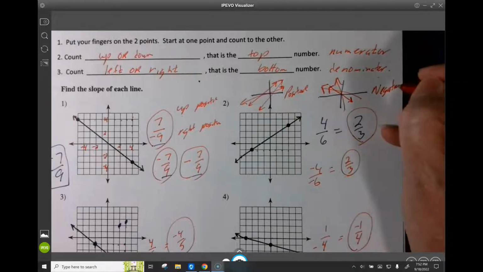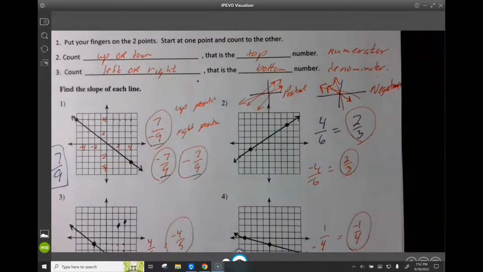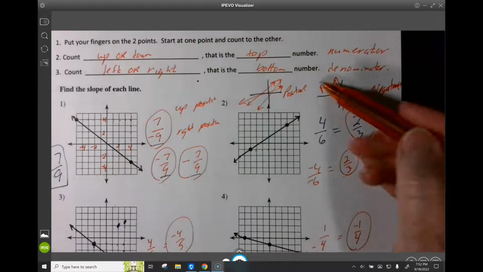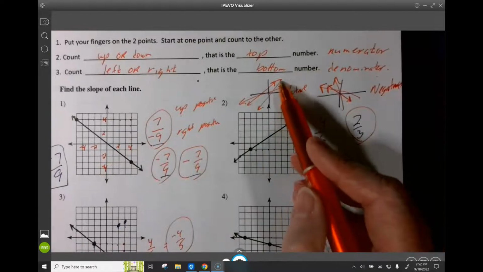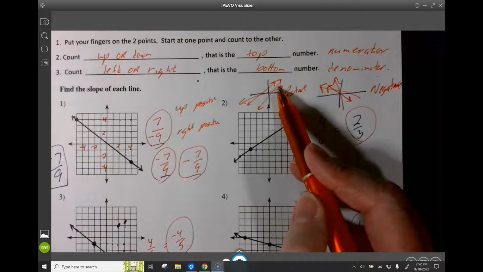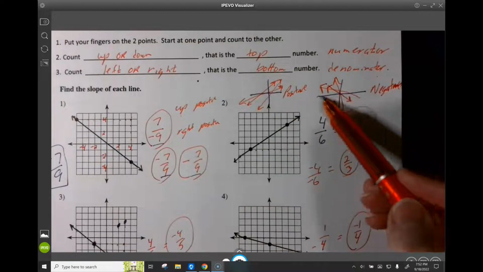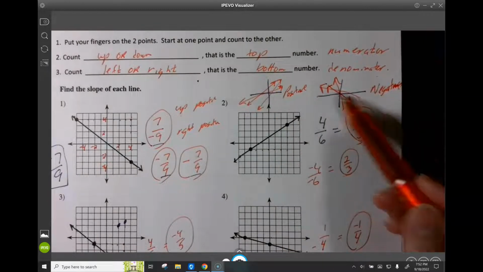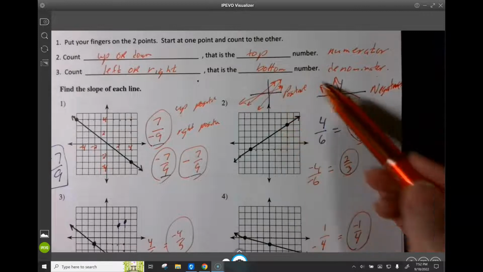Kind of crammed that in there, didn't I? Sorry about that. Didn't leave a lot of room for that. But it's going to go over this direction. And how I remember it, I know the first quadrant is going to be positive. Both of them are positive. Whereas this one, I have a negative and a positive. So that's kind of how I remember it. This one's going to be positive. That one's going to be negative.